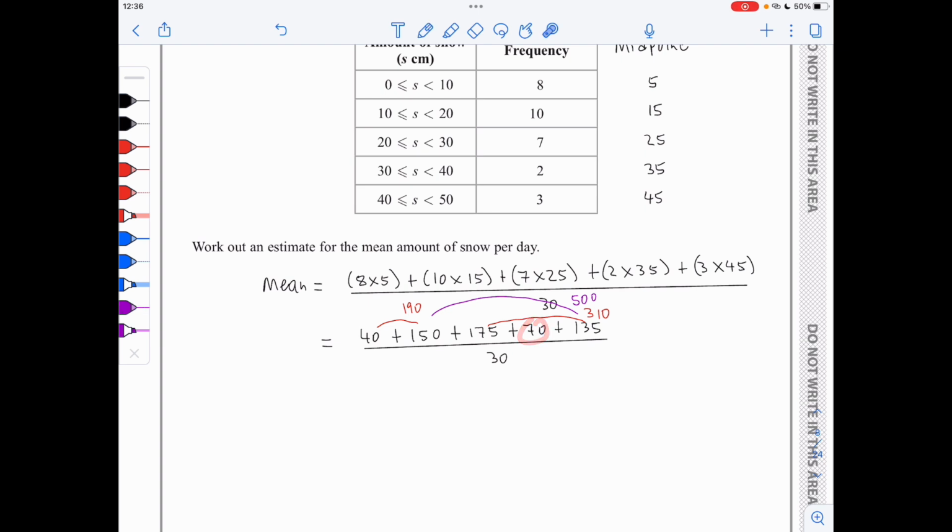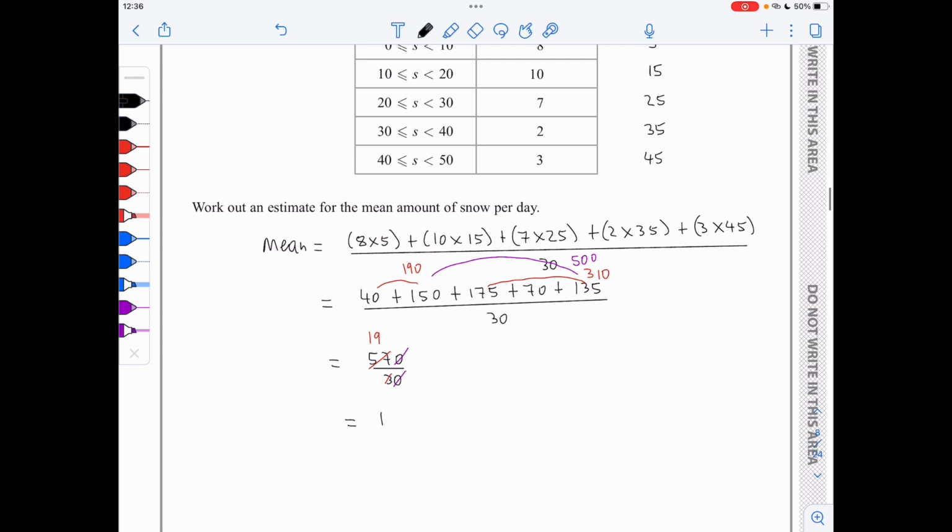So 570 is 570 over 30. The 3 with the 57 gives me a 19. The 0 with the 0, they cancel out. So the answer is 19 centimeters per day as the estimated mean.